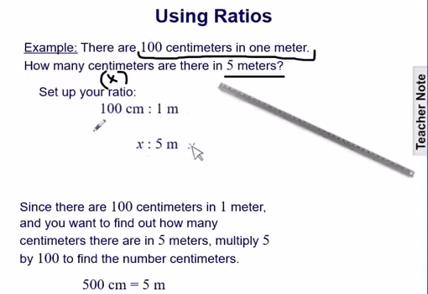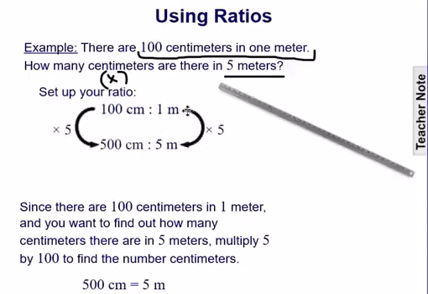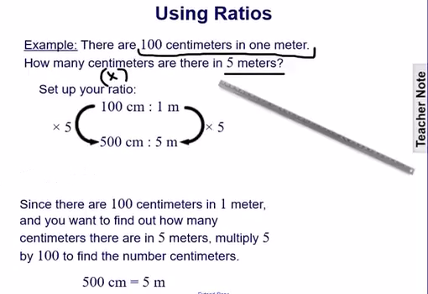Now since there are 100 centimeters in 1 meter, and we want to find out how many centimeters are in 5 meters, again, we need to see how we are getting from 1 to 5. We're multiplying by 5. So let's multiply both sides by 5, which gives us our 1 meter to 5 meters. And now x becomes 100 centimeters times 5, which is 500 centimeters. So there are 500 centimeters in 5 meters using that factor.